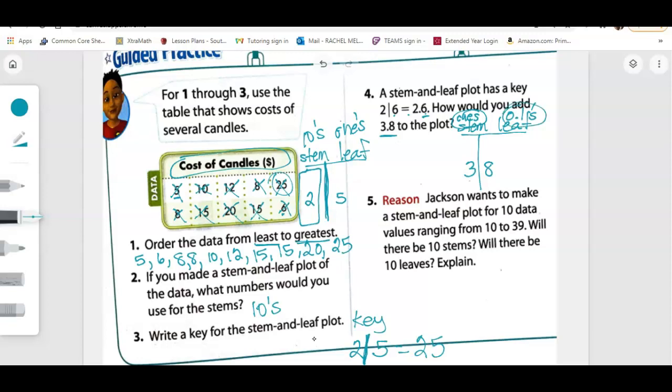Okay, and last question. Jackson wants to make a stem and leaf plot for 10 data values ranging from 10 to 39. Will there be 10 stems? Will there be 10 leaves? Explain. We're going to talk about this one together.